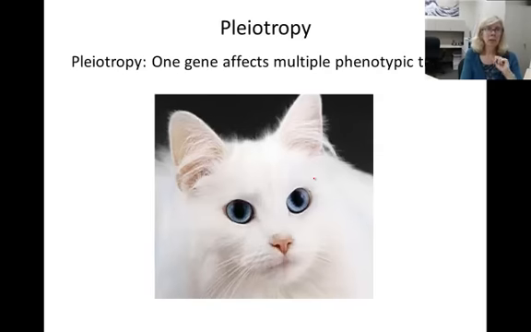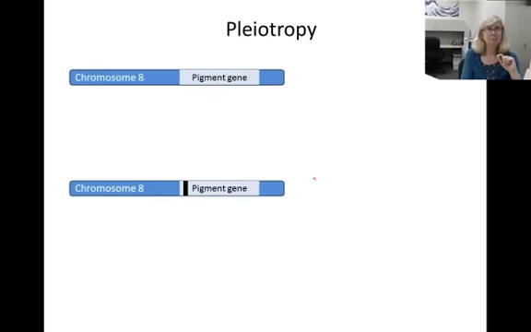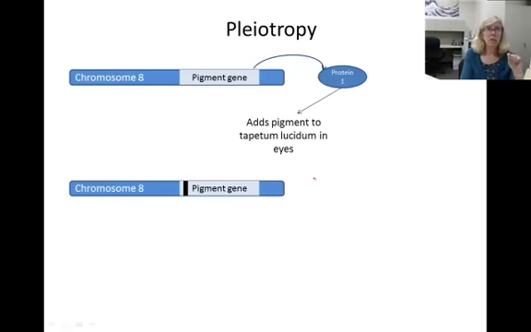Next, let's go over pleiotropy. In pleiotropy, a gene has multiple phenotypic effects. For instance, many cats are born with both blue eyes and deafness, and this is due to a single mutation. On chromosome 8 in cats, a gene codes for a protein that turns on the development of cells in the eye, where the gene adds pigment to a cell layer called the tapetum lucidum. The same protein activates the development of cells in the inner ear.